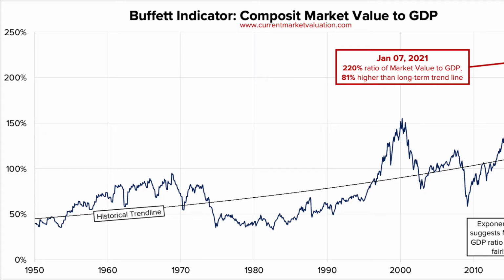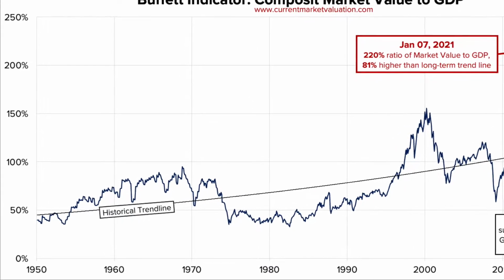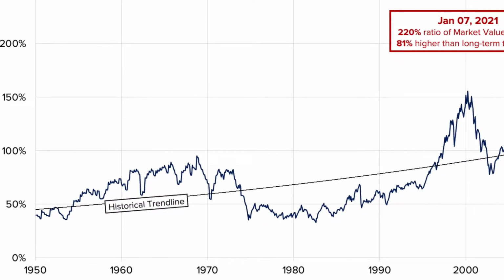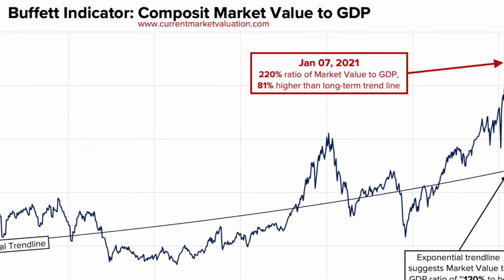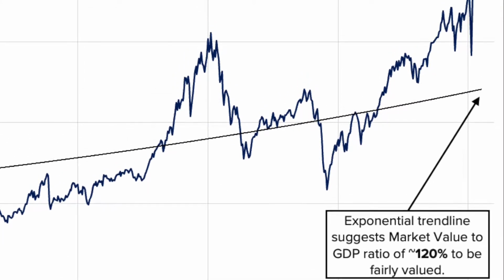The first one shows that the Buffett Indicator is increasing. As you can see in the historical trend line, in the 1950s the Buffett Indicator was at around 50%, which means that the total market value of US companies amounted to 50% of the GDP, and by 2020 the market value to GDP ratio was expected to be around 120%. This means that a fairly priced stock market without being overvalued or undervalued would amount to 120% of US GDP.